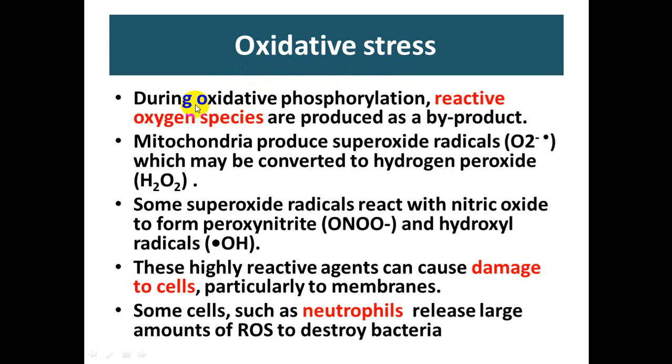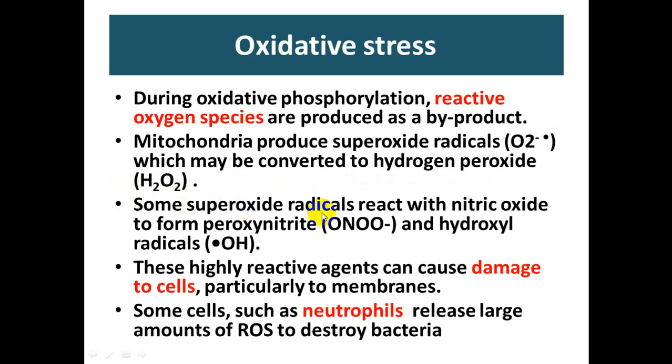Oxidative stress. During oxidative phosphorylation, reactive oxygen species are produced as a byproduct. Mitochondria produce the superoxide radical, O2 minus dot, which may be converted to hydrogen peroxide, H2O2.